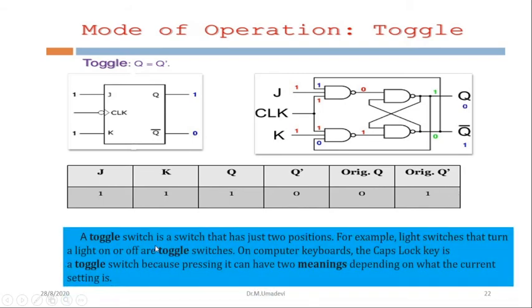So what is toggle? Toggle is a switch that has just 2 positions. For example, light switches that turn a light on or off are toggle switches. On a computer keyboard, the caps lock key is a toggle switch because pressing it can have 2 meanings depending on the current setting. It will change to small letters if it was a capital letter, or when it is small letters and you press the caps lock key, the mode will change to capital letters. That is the best example of toggle nature.